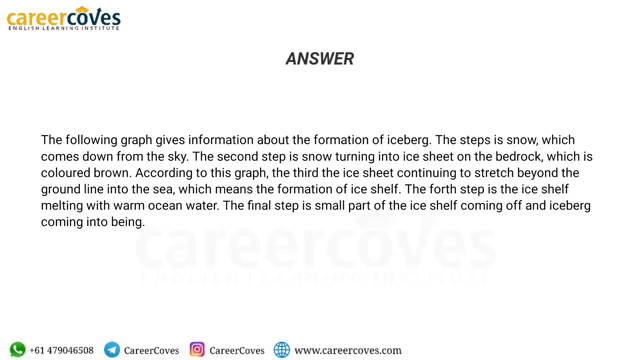The following graph gives information about the formation of iceberg. The first step is snow, which comes down from the sky. The second step is snow turning into ice sheet on the bedrock, which is colored brown. According to this graph, the third step is the ice sheet continuing to stretch beyond the ground line into the sea, which means the formation of ice shelf.